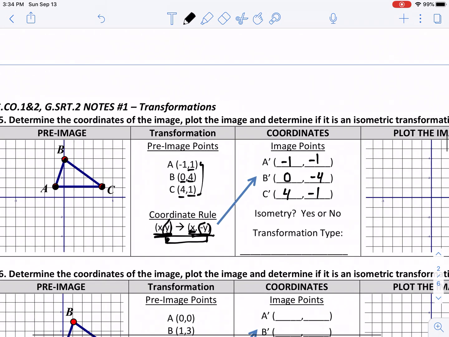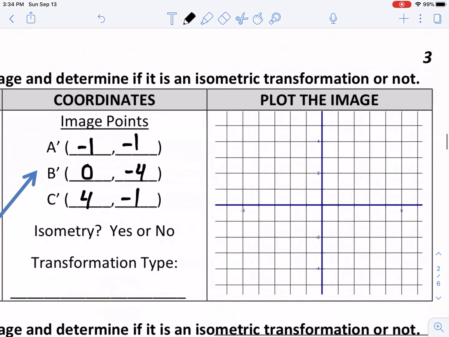Now, let's actually graph this out here. We have a negative 1, 0, negative 4, and then 4, 1, 2, 3, 4, negative 1. So this would be my new image here, or I should say my image.